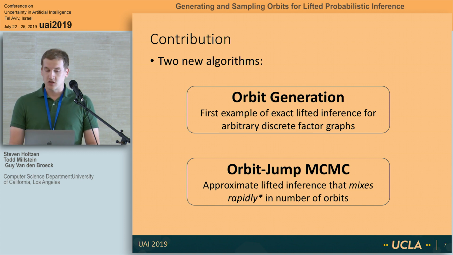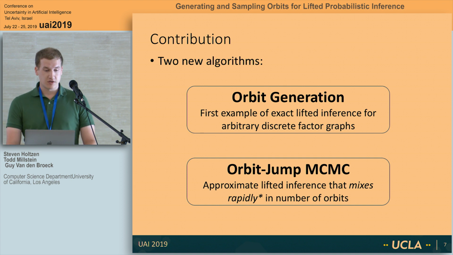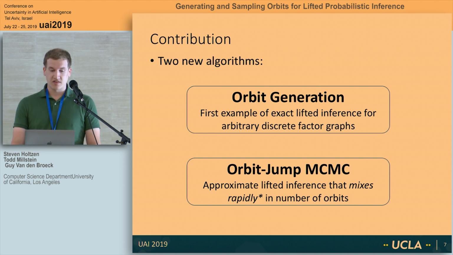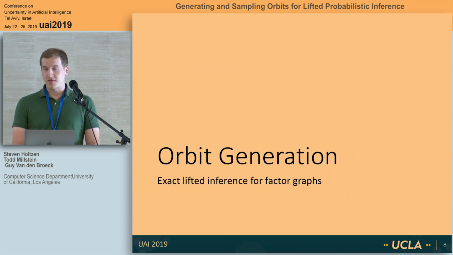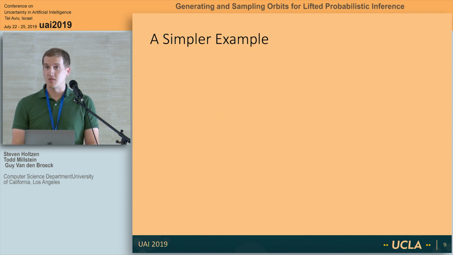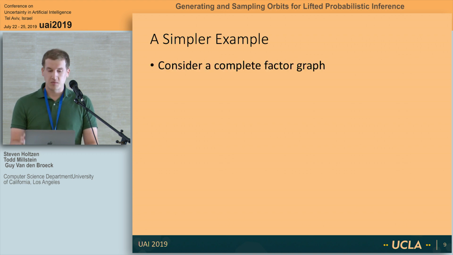So now we get to the contribution of this paper. We propose 2 new algorithms. The first is orbit generation. So it's the first example of exact lifted inference for arbitrary factor graphs. And the second algorithm is orbit jump MCMC, which is an approximate lifted inference algorithm that mixes rapidly with some asterisk caveats in the number of orbits. So I'm going to talk about each of these in turn now. And I'm going to spend most of the time talking about orbit generation.